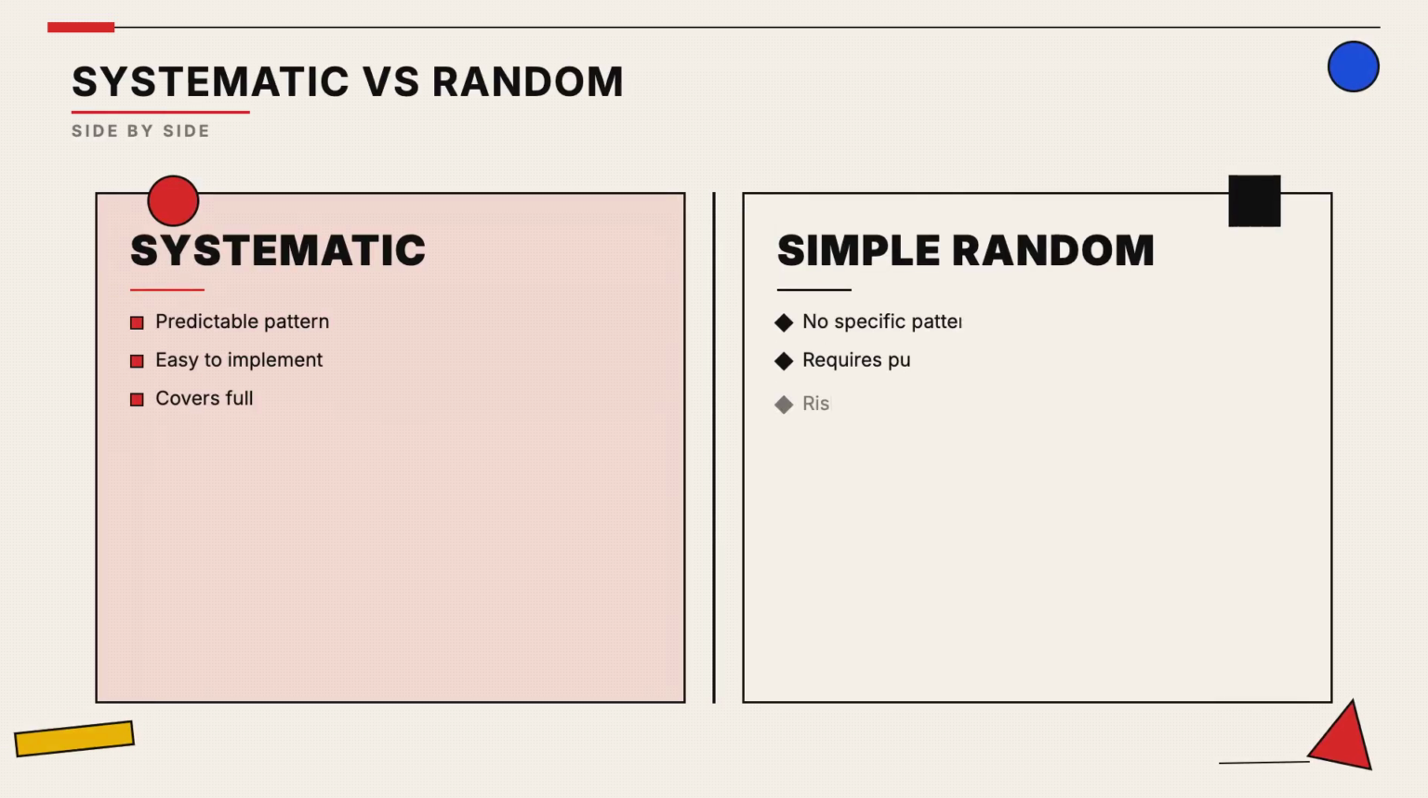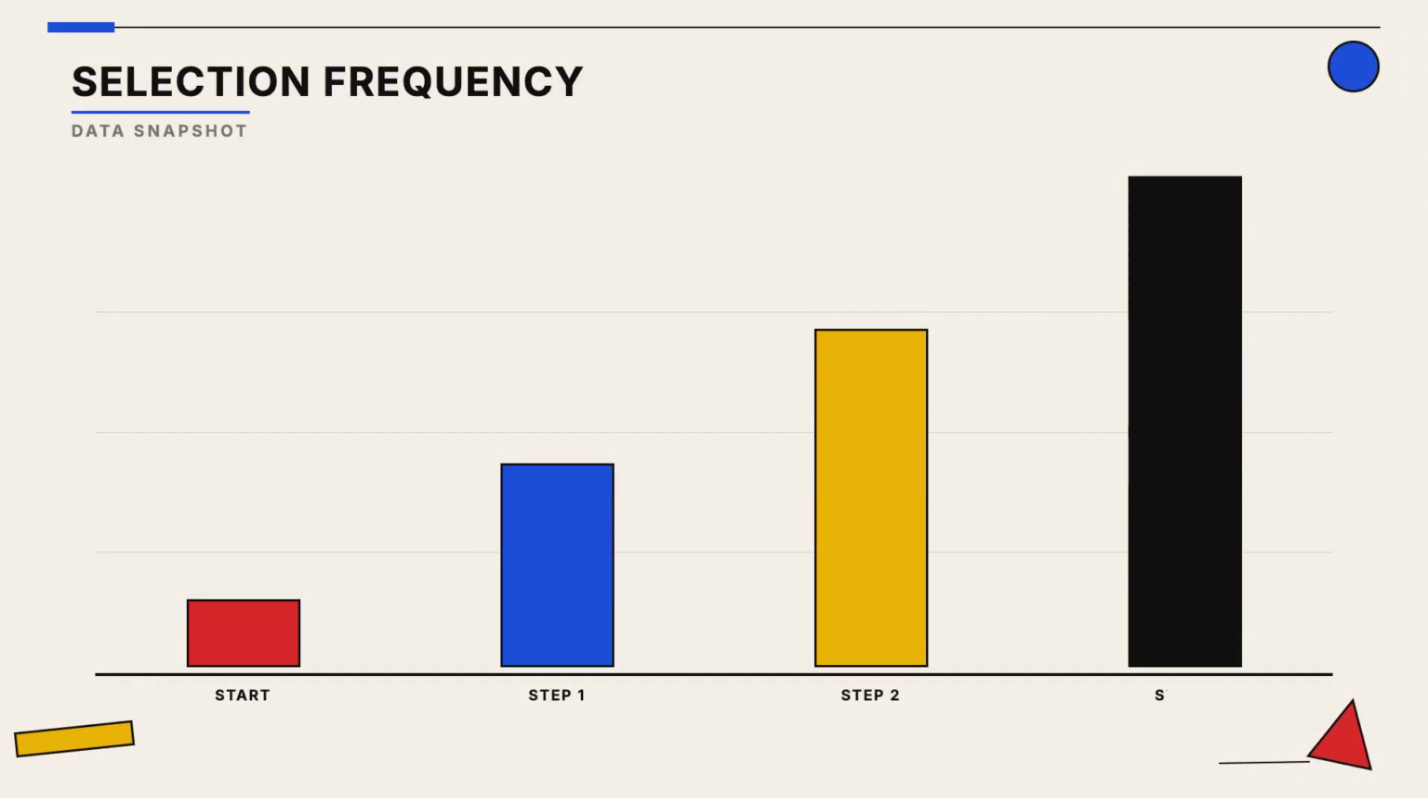While simple random sampling relies purely on chance, systematic sampling uses a structured, repeatable path through the data. This chart shows selecting every 10th item. It keeps the audit or analysis process consistent across the entire population.